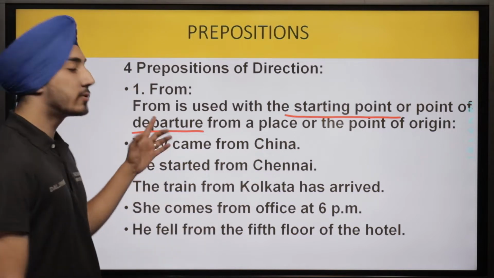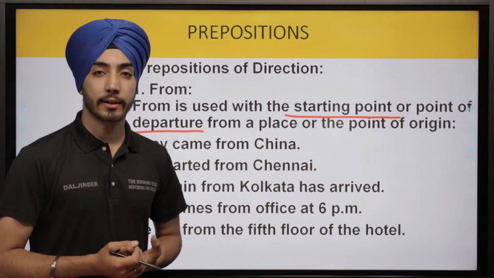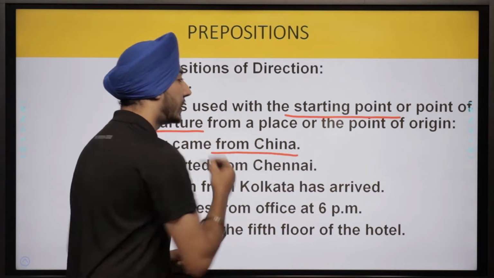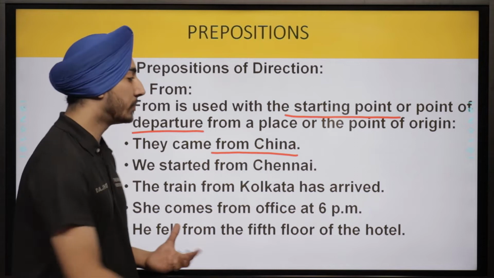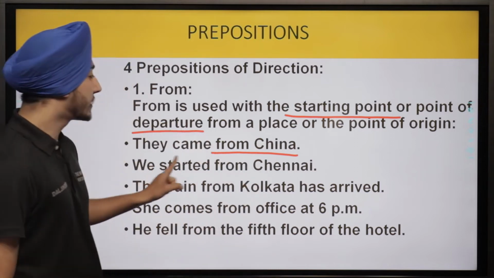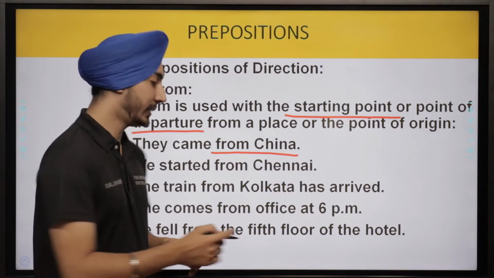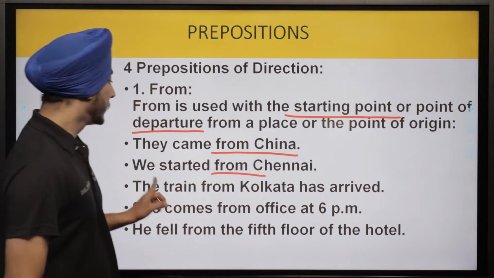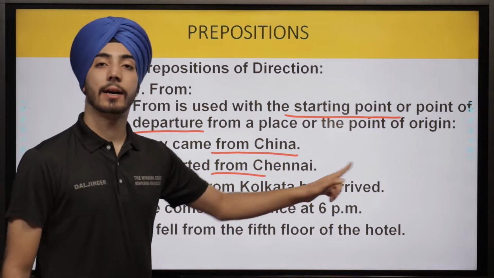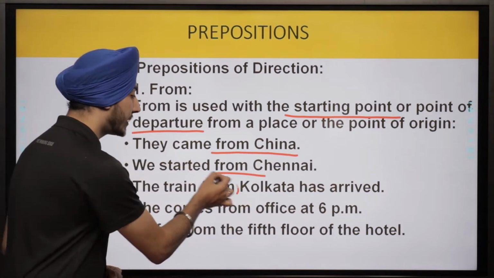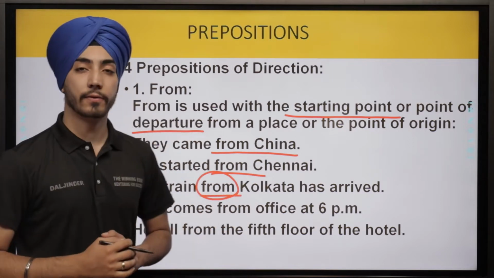Okay, so let's look at some examples जो हमें from को understand करने में help करेंगे. Number 1 is they came from China. So वो कहाँ से आए हैं, ठीक है? Where do they belong from? So that is telling us. We started from Chennai. कहाँ से start करा? What is the origin point of their journey? ठीक है? From Chennai. The train from Kolkata has arrived. ठीक है? जो ट्रेन कहाँ से चली? कोलकाता से चली. कौन सी preposition बता रही है हमें? It is the preposition from.